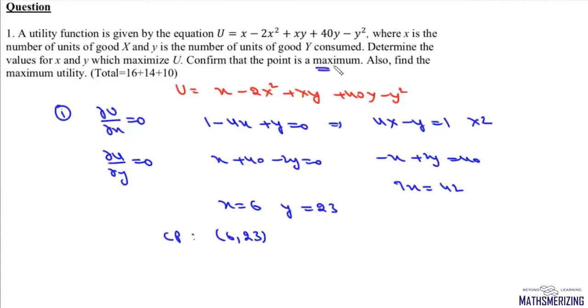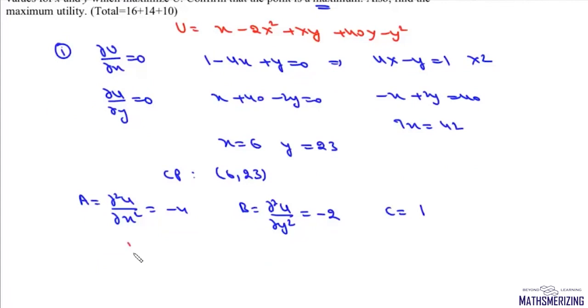So for that, what we'll do is we'll find a, which is del square u upon del x square. Now we'll partially differentiate this function again with respect to x. We'll get this as minus 4. We'll find b, del square u upon del y square. So we'll partially differentiate with respect to y. We'll get this as minus 2, and we'll find its cross derivative c. So we have to differentiate this function now with respect to y. So the value of c is simply 1. From here also we'll get the value of c as 1.